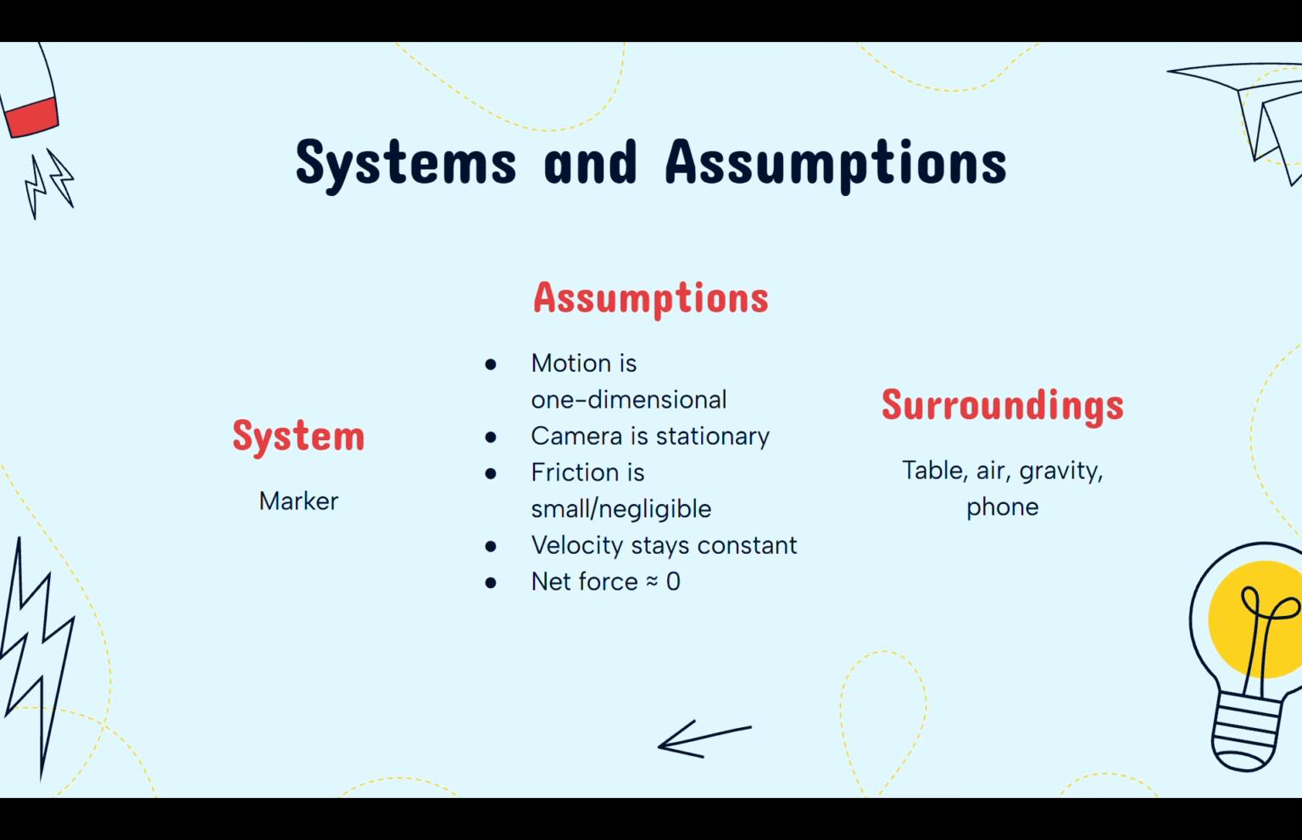The systems and assumptions for this lab: the system was the marker being rolled across the table, and the surroundings were the table, the air, gravity, and the phone. The assumptions are that motion is one-dimensional, the camera is stationary, friction is small or negligible, velocity stays constant, and net force is pretty much equal to 0.